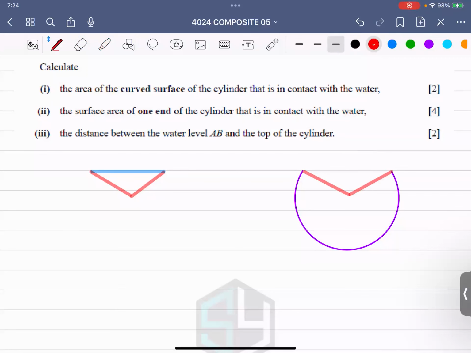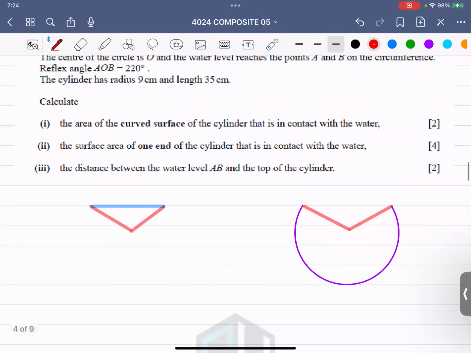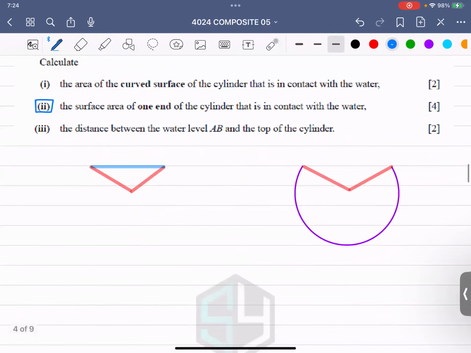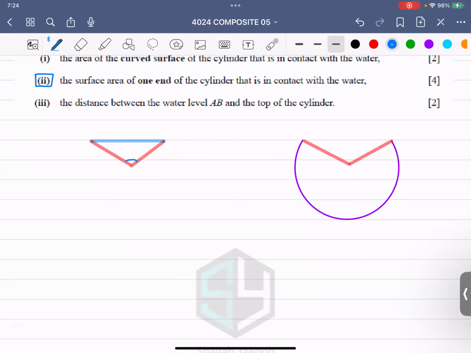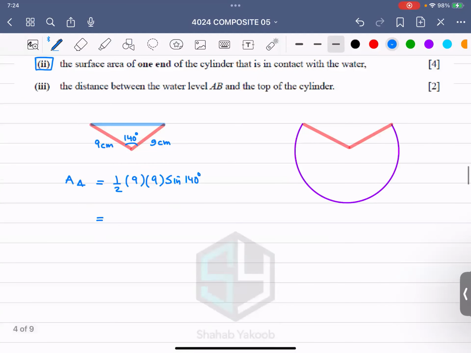Okay, so now I'm focusing on this part over here, the surface area of one end of the cylinder. Now 220 is subtracted from 360. This is 140 degrees. This is 9 centimeter. This is 9 centimeter. So area of this triangle is half A B sine of 140 degrees. I'll use a calculator. Let me first finalize the working.